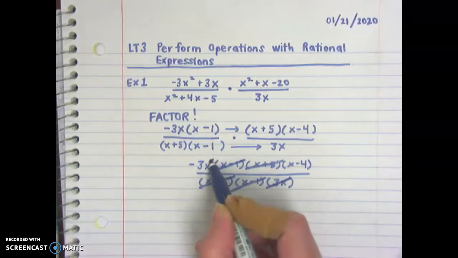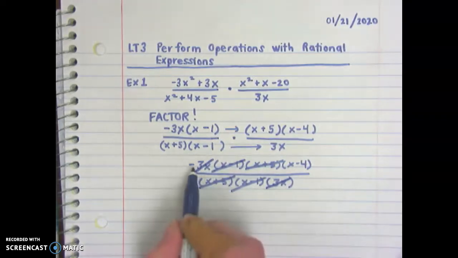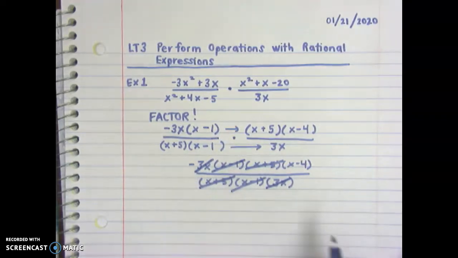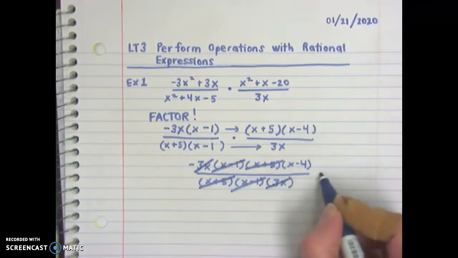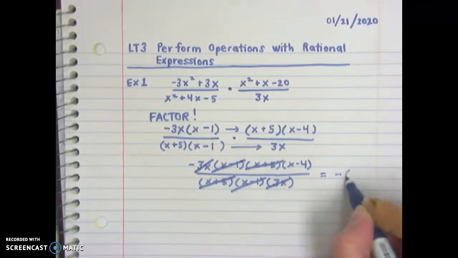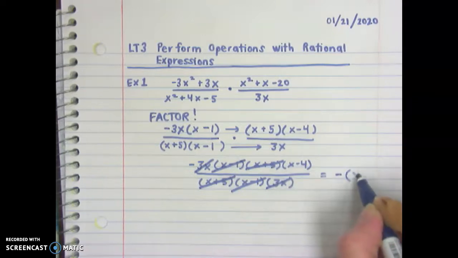3x and 3x simplifies to 1. Be careful, the negative is still part of my final answer. So my final answer is negative x minus 4.